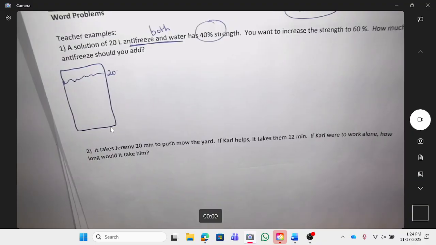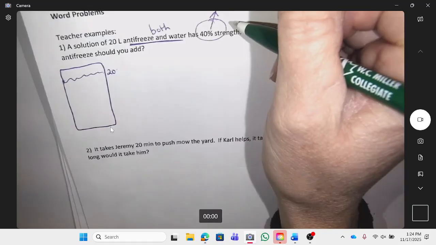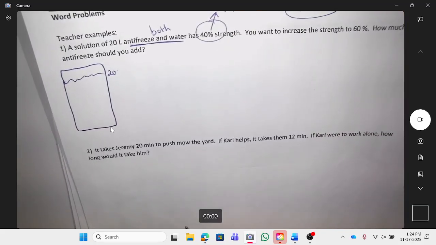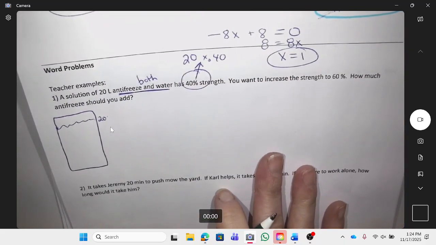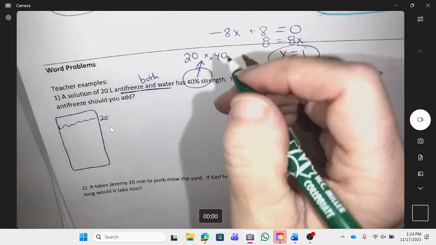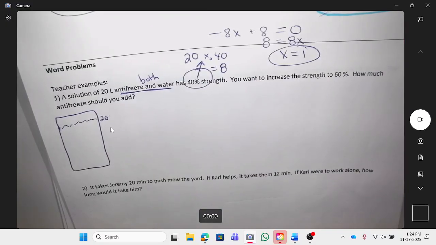How do I figure out and work with percents of something? What should I do as soon as I see percent of something? Decimal. And what kind of operation? Multiply. So in that 20 liters, multiplying by 0.4 gives us 8 liters of antifreeze. Does that make sense to you? 8 out of the 20 is the antifreeze. Does that seem right? Because I know 10 out of the 20 would be exactly a 50% ratio, right?